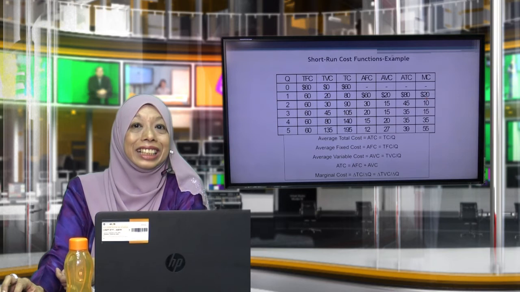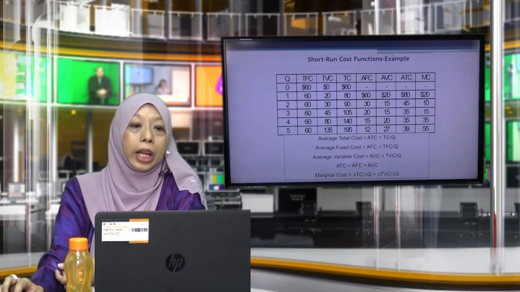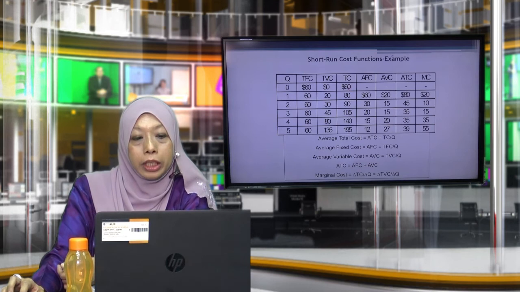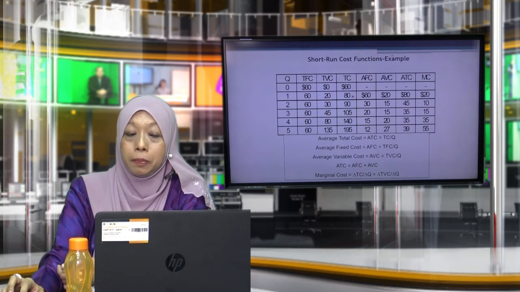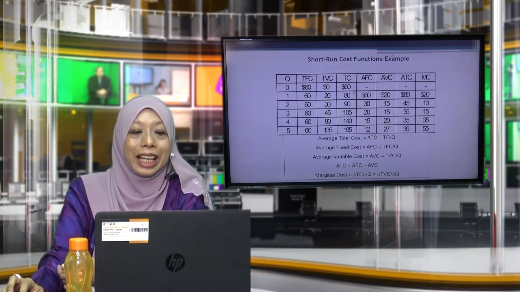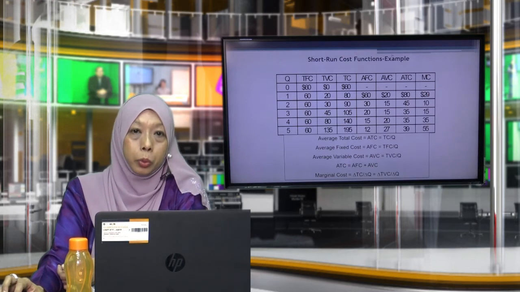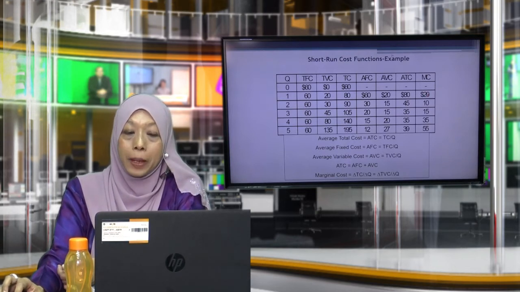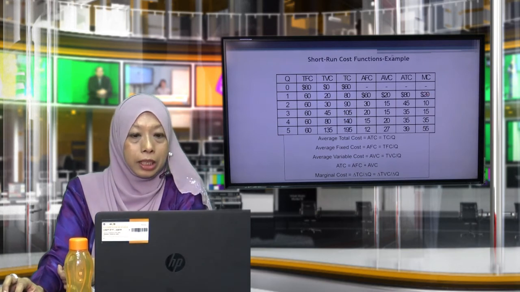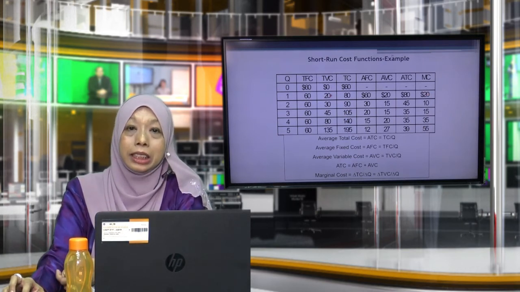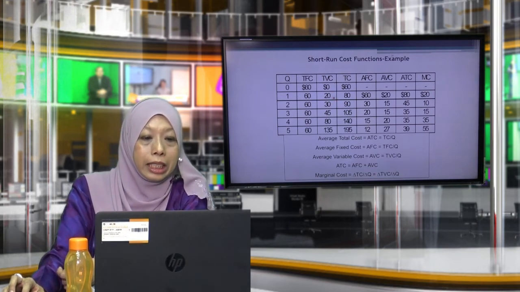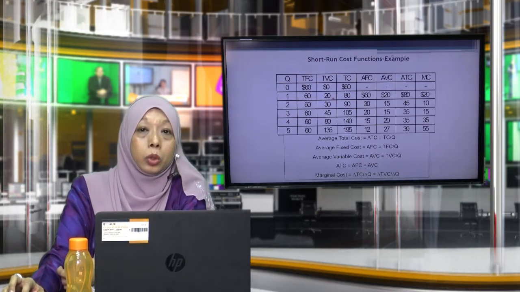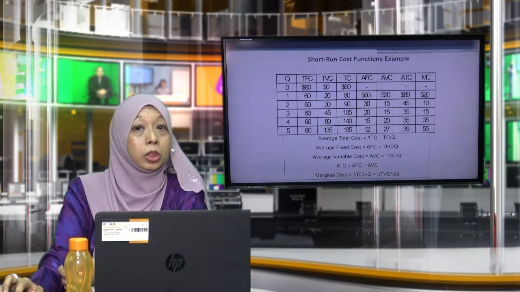And marginal cost is the increase in total cost when you add one output. Notice that when you produce 0 output, cost is 60. But when you start producing one output, cost becomes 80. So the increase in cost must be equal to 20. This is your marginal cost. And notice that this value of marginal cost is also equal to the change in your variable cost as you increase 1 unit of output. When you increase your output by 1 unit, variable cost changes by $20. So that's why marginal cost is also 20.